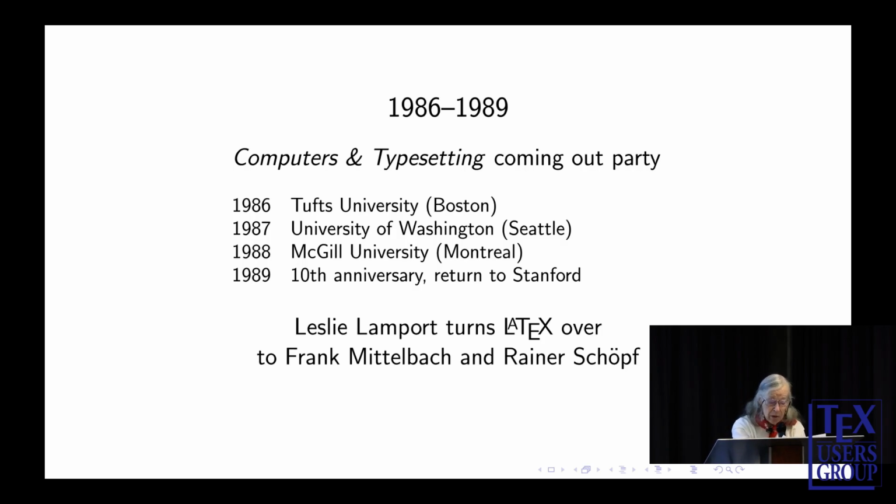Annual TUG meetings moved away from Stanford in 1986. The meeting was held at Tufts University in the Boston area. For the next 2 years, the meetings were held in Seattle for 1987 and at McGill in Montreal for 1988. They returned to Stanford in 1989 for the 10th anniversary.